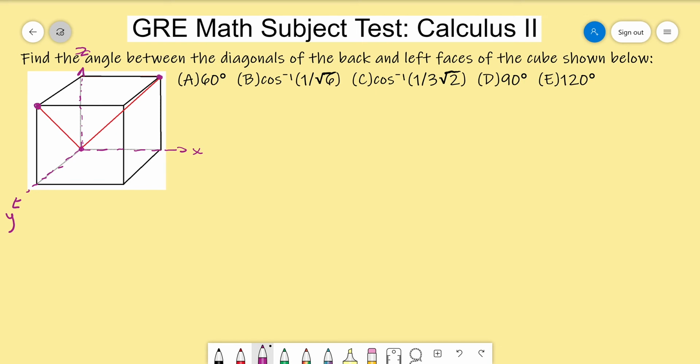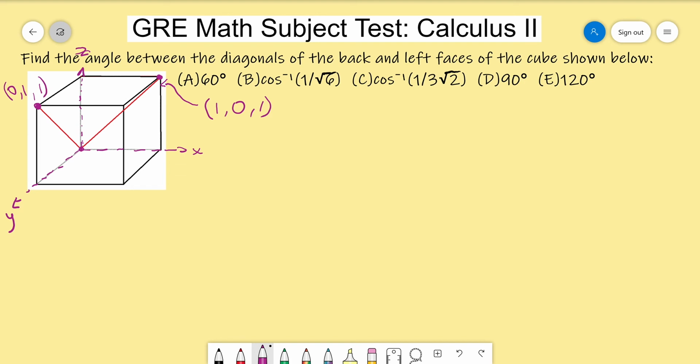then you can write each of these points as a vector. For example, this one here is going to be, let's see, 1 in the x direction, and 0 in the y direction, and then 1 in the z direction. And this one here is going to be 0 in the x direction, 1 in the y direction, and then 1 in the z direction. I'm just taking the length of each edge of this cube to be 1, just for simplicity's sake.